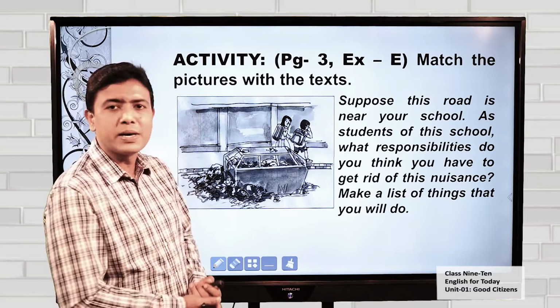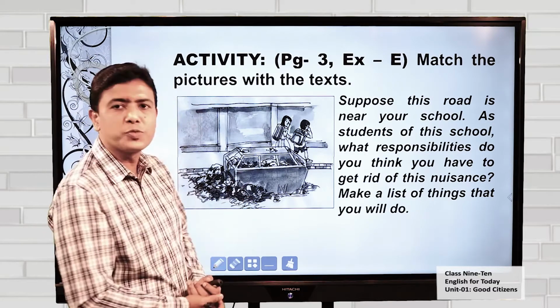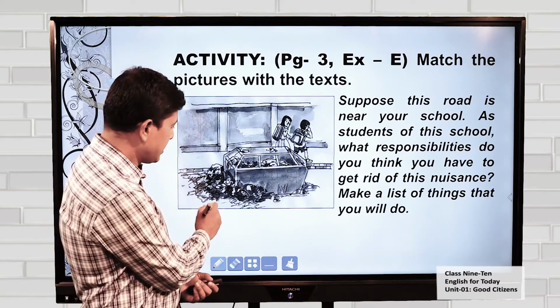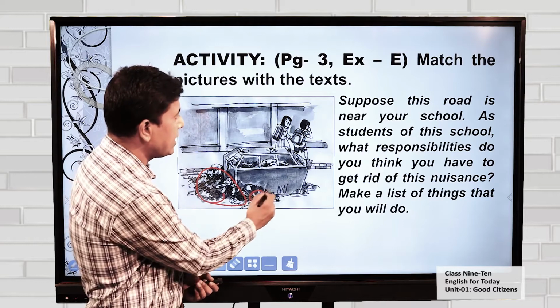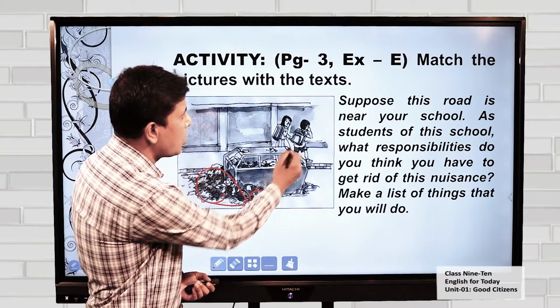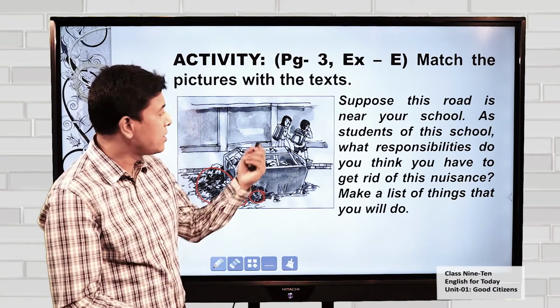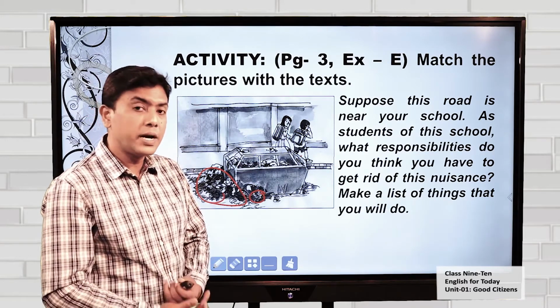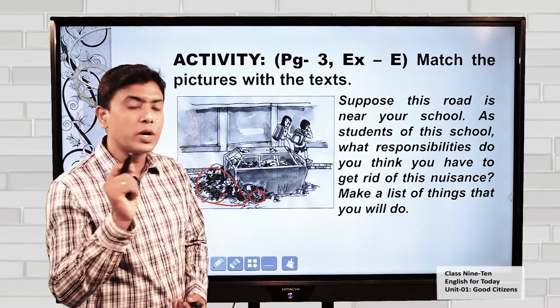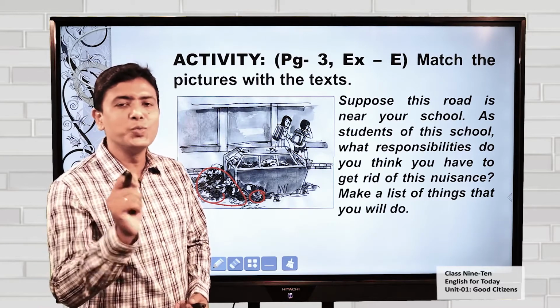Have a look at this mess. It is a dustbin, but people are throwing garbages here and there. And have a look at the situation of these persons who are walking by the dustbin. They are having bad smell. It is a very bad situation in the society. Now you know what to do. Please write in your own words.